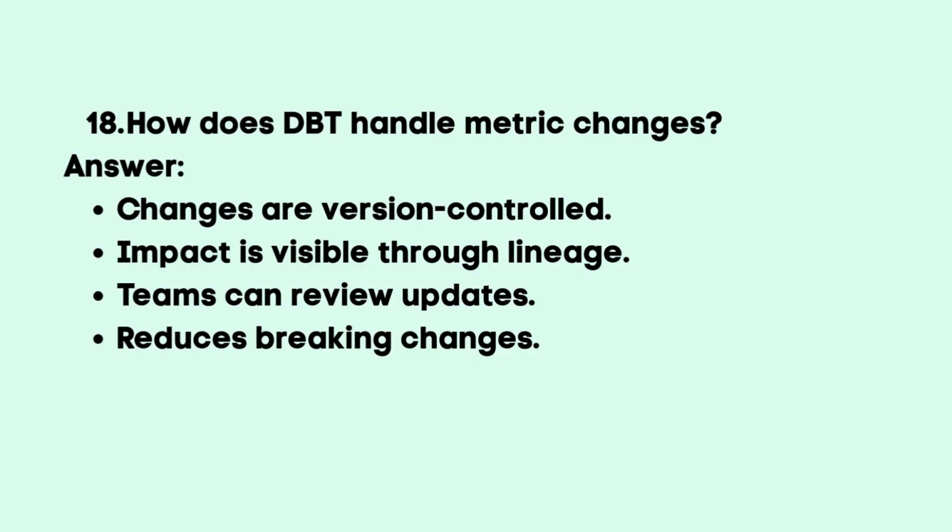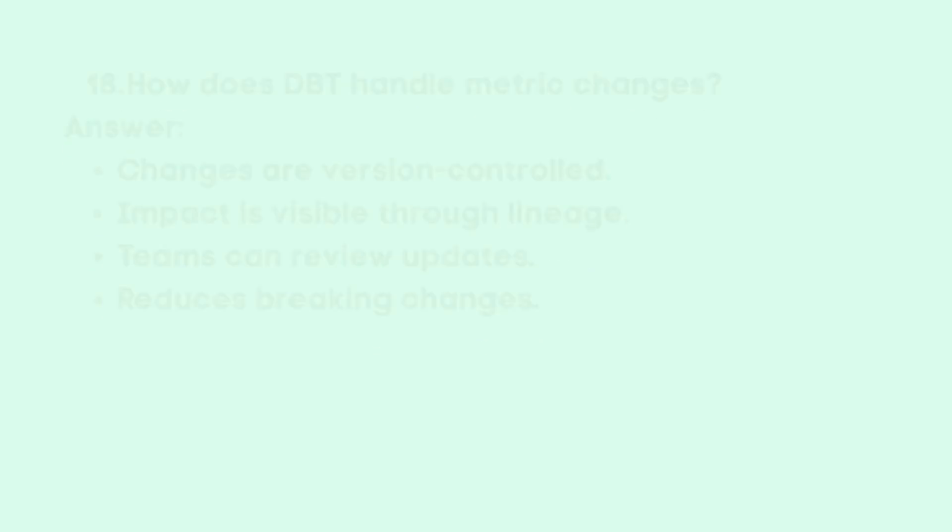How does DBT handle metric changes? Answer: changes are version controlled. Impact is visible through lineage. Teams can review updates. Reduces breaking changes.